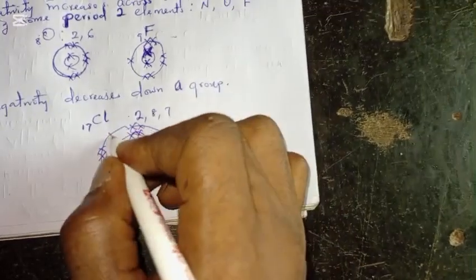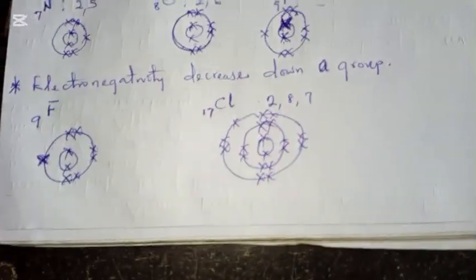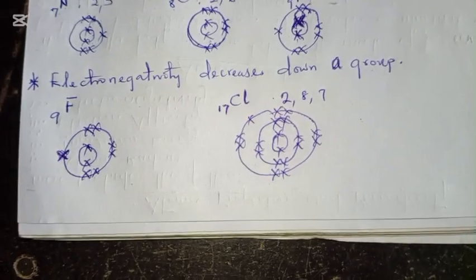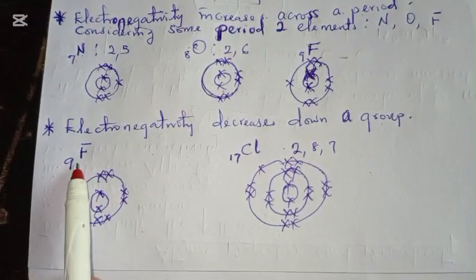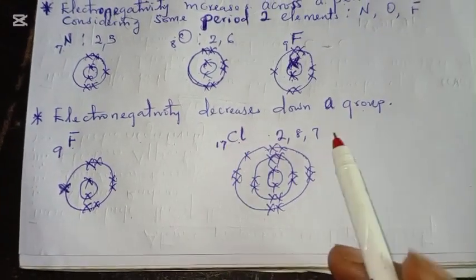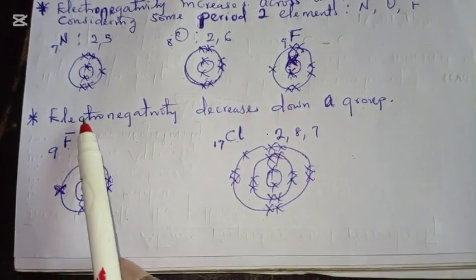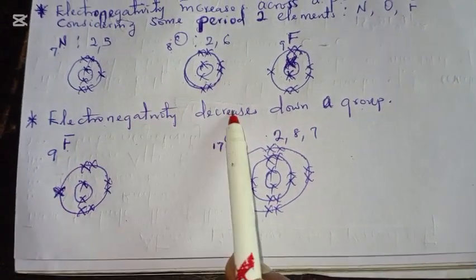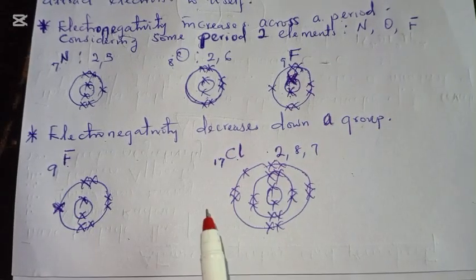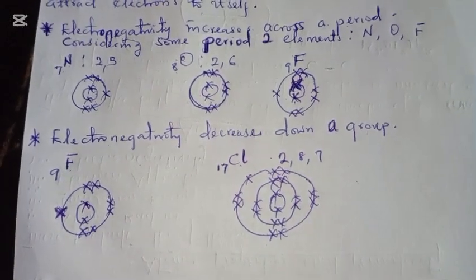Remember, the valence electrons, that is the number of electrons found in the last shell, determines the group. So we can say fluorine and chlorine belong to group 7, since the number of electrons we have at the last shell is 7. Now, why can we agree that electronegativity decreases down the group?